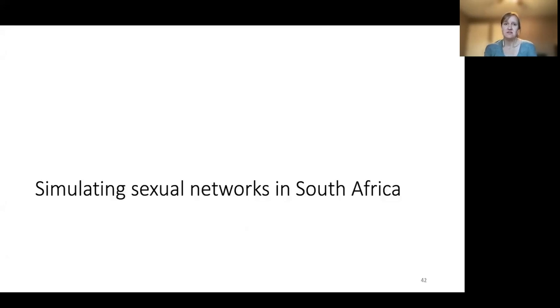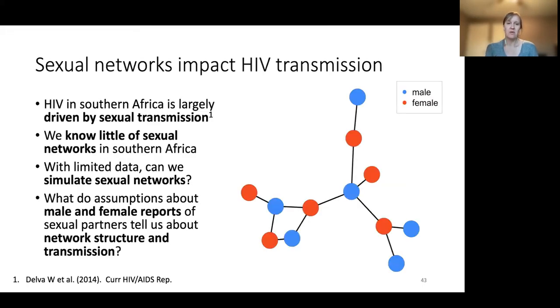Okay, so shifting gears one more time before I close, I'll talk a little bit about a project simulating sexual networks in South Africa. I'm sure that you all know this: sexual networks impact HIV transmission. HIV in Southern Africa is largely driven by sexual transmission, and we know little of sexual networks in Southern Africa. So the questions that we set out to ask were, with limited data, can we simulate sexual networks? And what do assumptions about the male and female reports of sexual partners tell us about network structure and transmission?